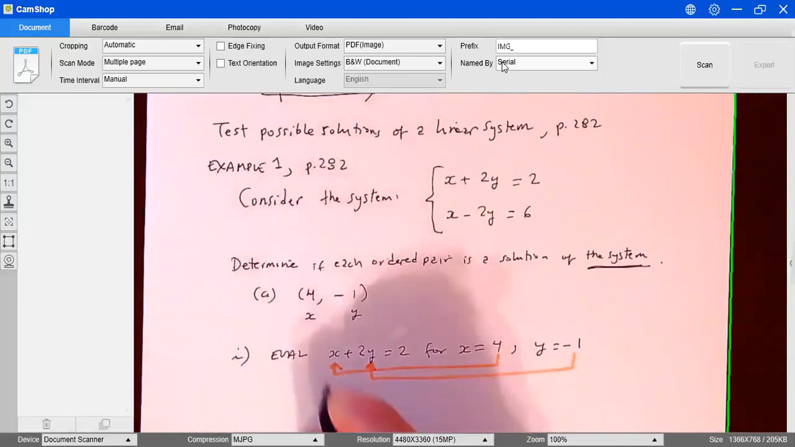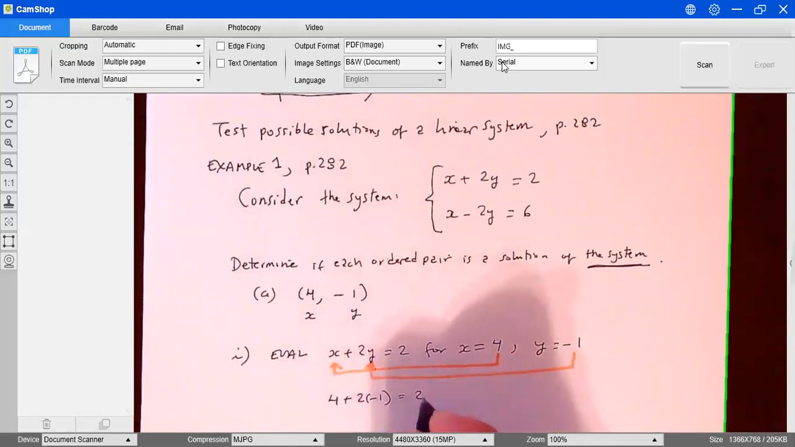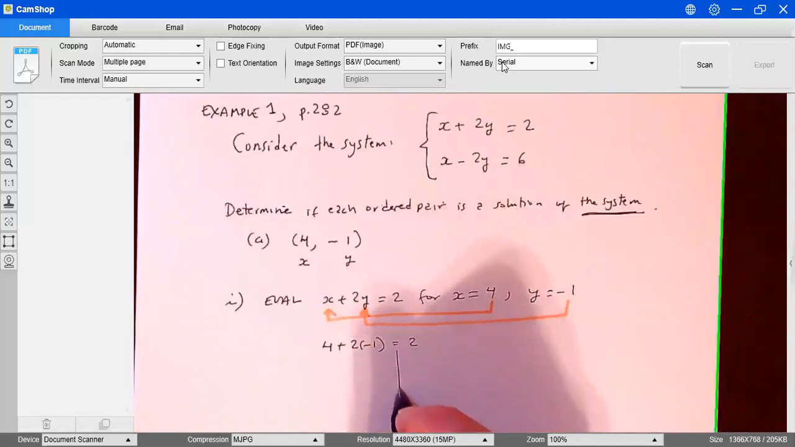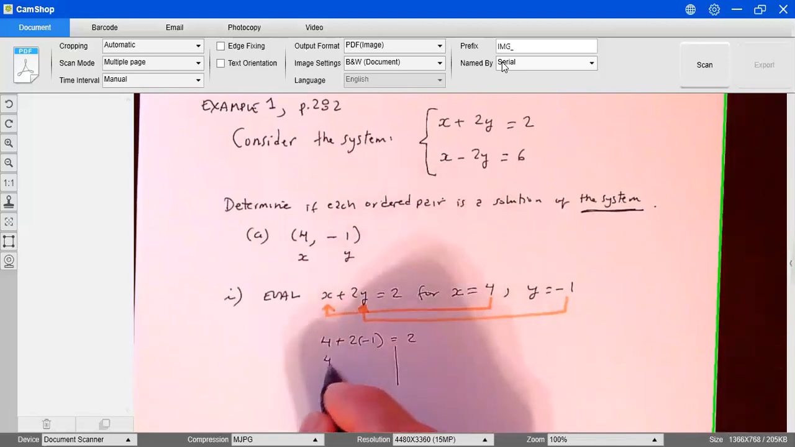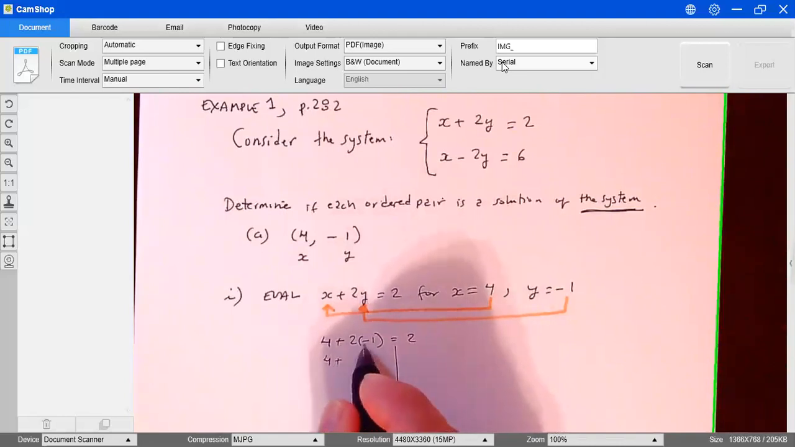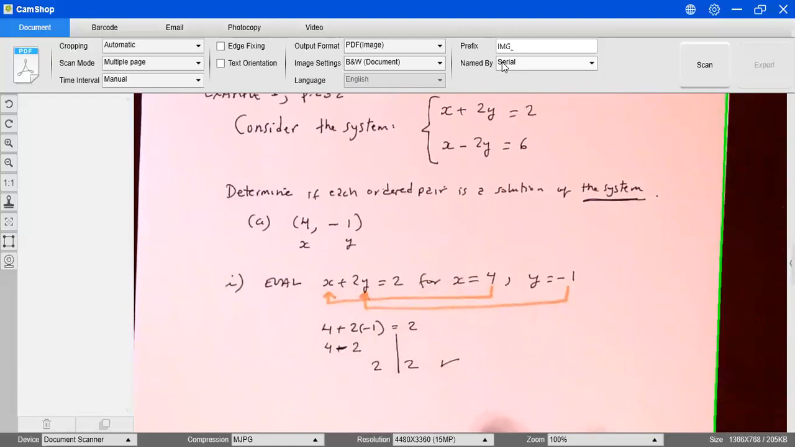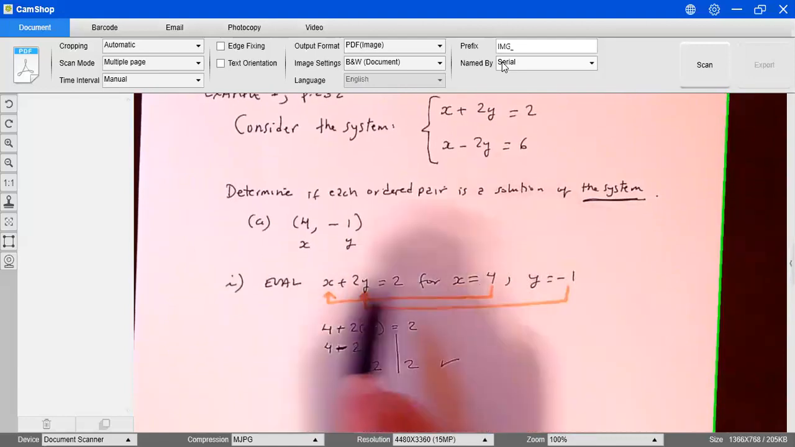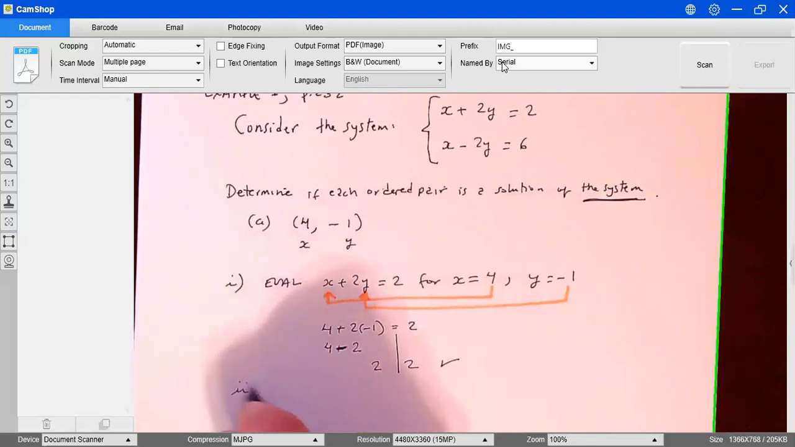So we write 4 plus 2 times -1, and that should be equal to 2. We're going to verify this, working on the left-hand side. 4 plus positive times negative is just -2. So 4 minus 2 is 2, 2 equals 2, so this is true. So this point is a solution of this equation. Now we need to check that this is also a solution for the other equation.